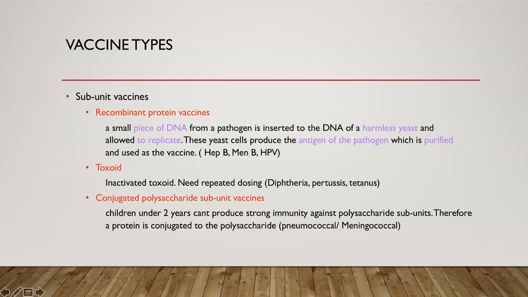Therefore, these polysaccharides are conjugated or combined to a protein, because children under 2 years identify proteins better than polysaccharides. So these are called protein conjugated polysaccharide subunits. And the common examples are the pneumococcal vaccine and the meningococcal vaccine. There are polysaccharide pneumococcal vaccines for adults, but here I am talking about conjugated pneumococcal and conjugated meningococcal vaccines.